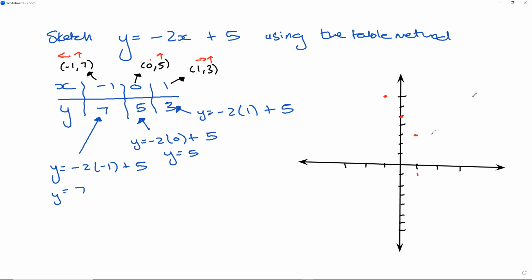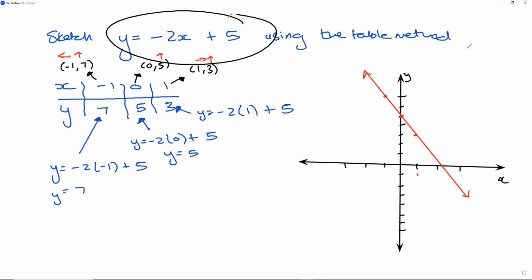You can see the 3 dots look like they're forming a straight line, which is a good thing. That means you plotted it correctly, and then the line goes all the way through there. At the moment, it's just a sketch for now, but that's the graph we're looking for. That's my y-axis and that's my x-axis. And I've now sketched y equals negative 2x plus 5 using the table method with 3 values.